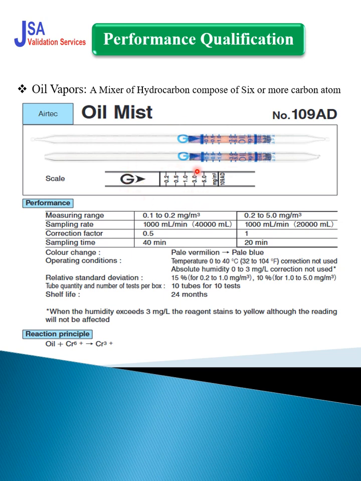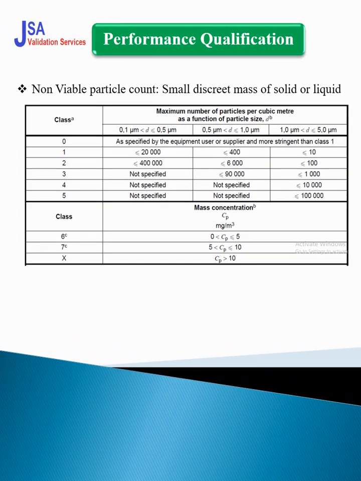This is the detector tube that changes color. This is the time parameter. If your range is 0.1 to 0.2 mg per meter cube, then you have to sample for 40 minutes. If the range is 0.2 to 5 mg per meter cube, then you have to sample for 20 minutes. This is the criteria for the oil vapors, so you can directly measure the oil vapors.